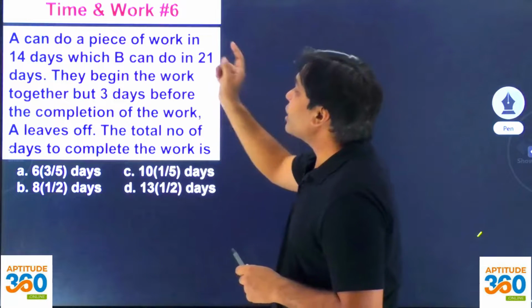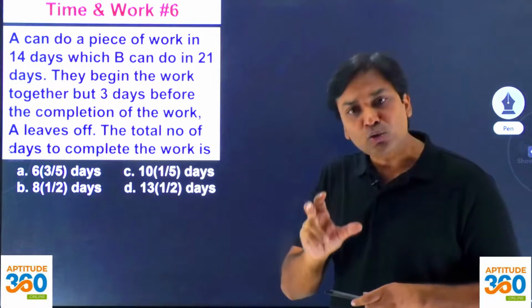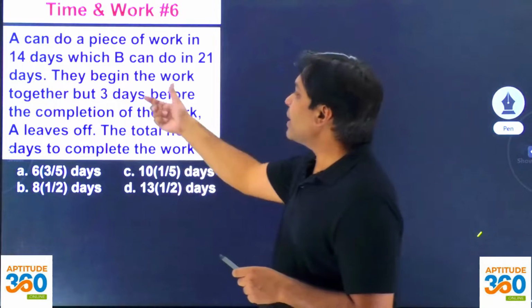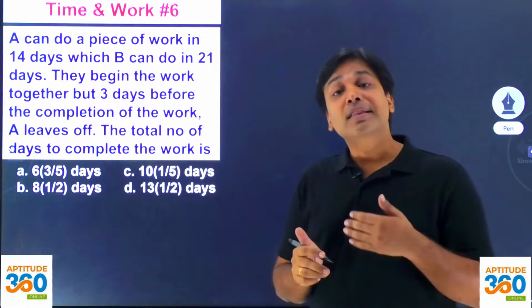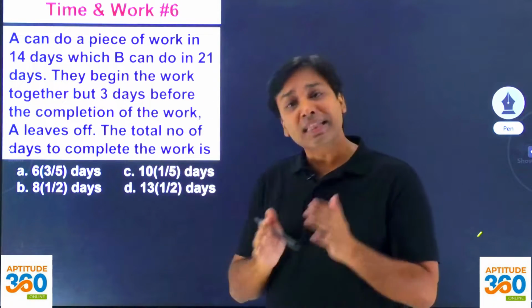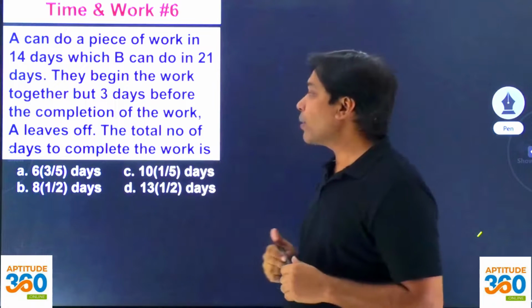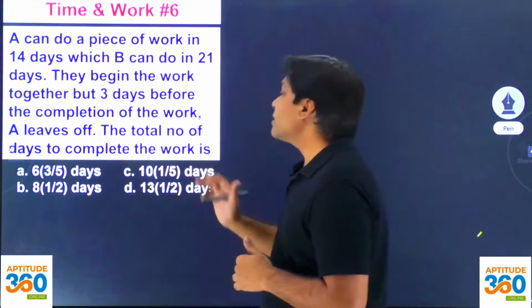Problem says that A can do a piece of work in 14 days and B can do the same piece of work in 21 days. They begin the work together, but 3 days before the completion of the work, काम खत्म होने के 3 दिन के पहले कौन छोड़ के गया? A छोड़ के गया. That is what the problem is saying, right? So they are asking you to find out the total number of days to complete the work.